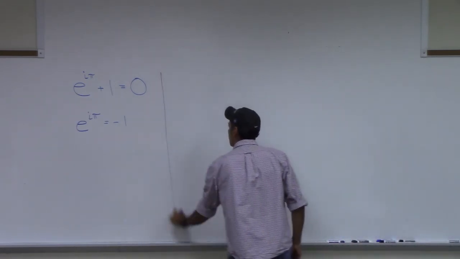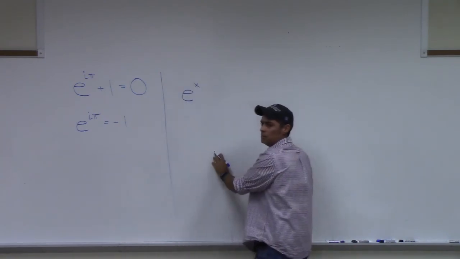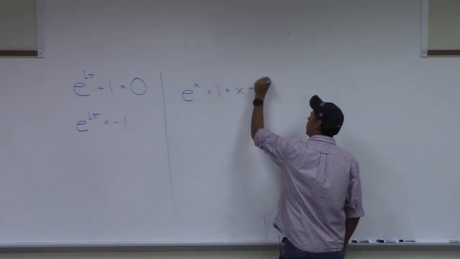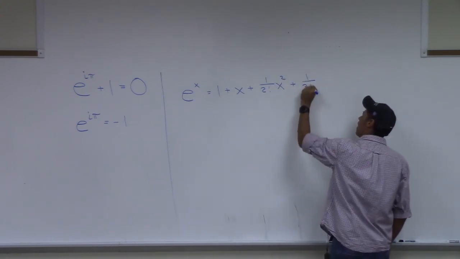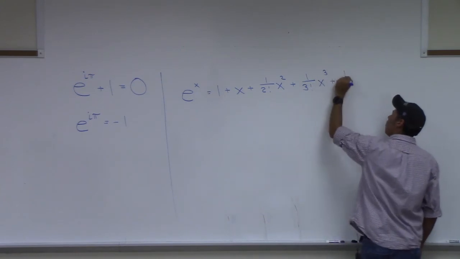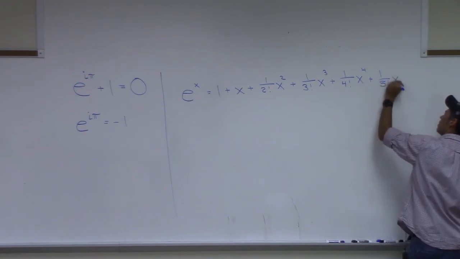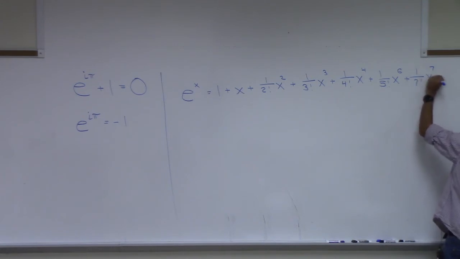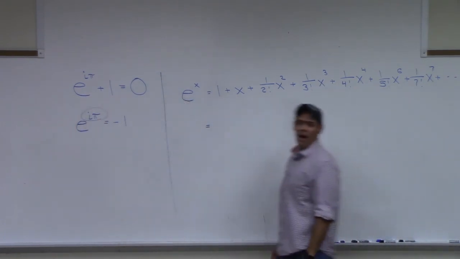Hold on a second. What is e to the x? 1 plus x plus 1 over 2 factorial x squared plus 1 over 3 factorial x cubed plus 1 over 4 factorial x to the 4th plus 1 over 5 factorial x to the 5th plus, I'll do one more, 1 over 7 factorial x to the 7th. Do you all agree with that? Didn't we just prove that a second ago? Well, let's replace x with i times pi.